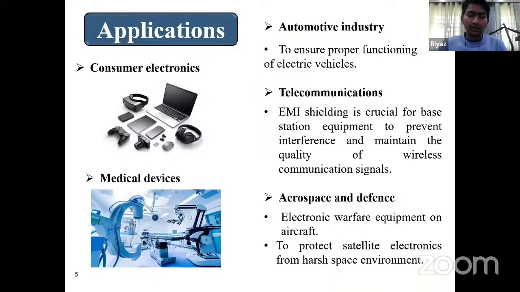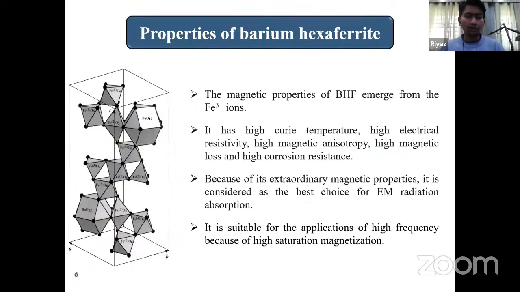Electromagnetic interference shielding is used in all electronic devices, ranging from consumer electronics to medical devices, as I have shown in this slide. For the shielding material, I have chosen barium hexaferrite. There is a variety of materials used for such purposes, but I have used barium hexaferrite because it has good magnetic properties that are governed by Fe3+ ion distribution at the tetrahedral and octahedral sites of the structure of this material.